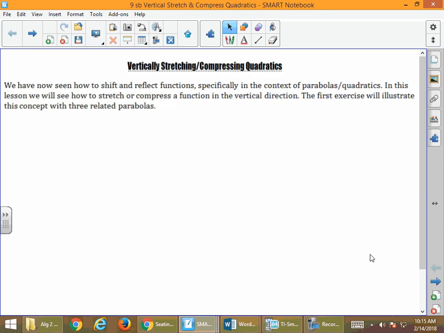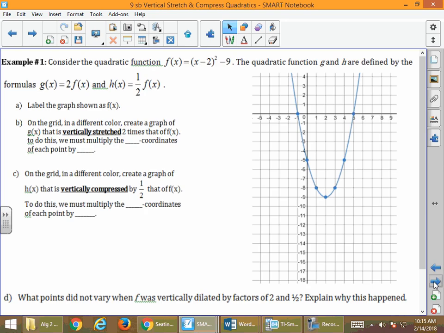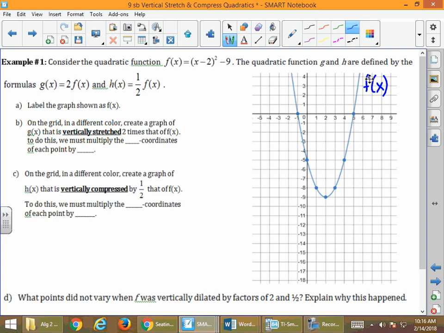of stretching and compressing. And we're given a function here, and it's already been moved, as you can see, right and down, because it's a function f of x equals (x minus 2) quantity squared minus 9. And then what we want to graph here is g of x, which has the formula 2 times our function. And then we're going to graph h of x, which is 1/2 times our function. And first of all, what it says in A is label this graph f of x. So that's the one on mine that's blue.